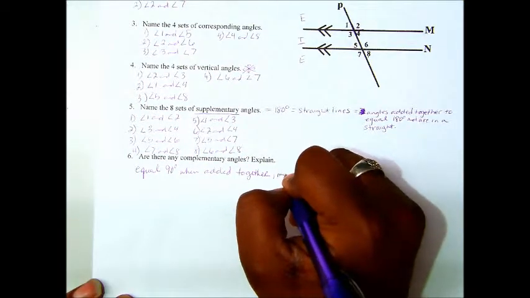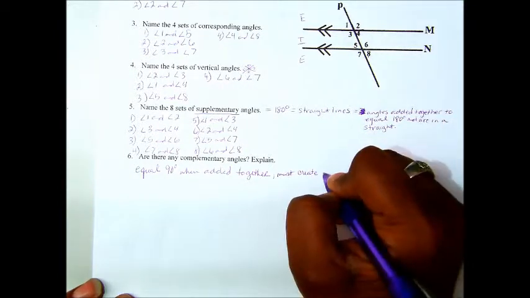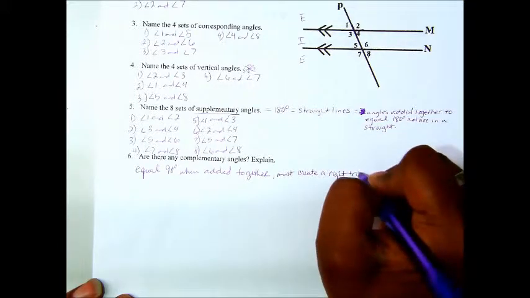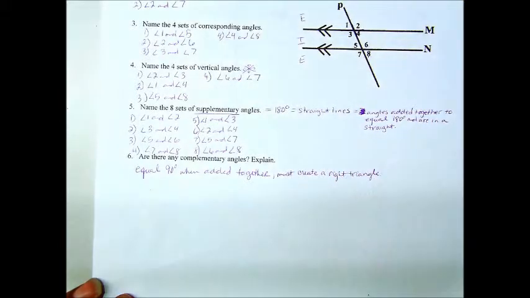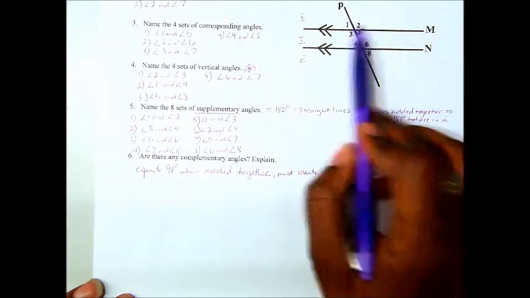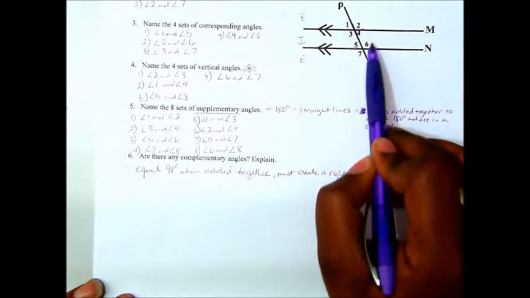It must create a right triangle. So I can't just pull these from anywhere. It has to be a right triangle. And if it's a right triangle, it's supposed to equal 90 degrees. So if I look here, this isn't a right triangle. Neither is this. Nope, nope, nope, nope, nope, nope.